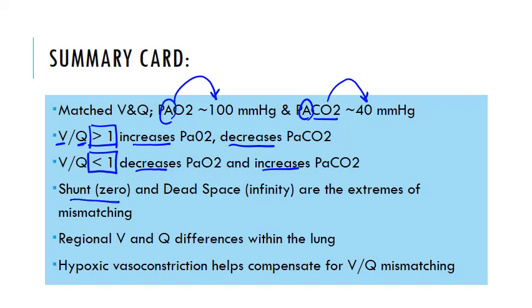We need to know the differences between shunt and dead space as being 0 and infinity. These are the extremes of mismatching. Let's remind ourselves of the regional VQ differences within the lung, and hypoxic vasoconstriction, when there are VQ differences, helps compensate for them.